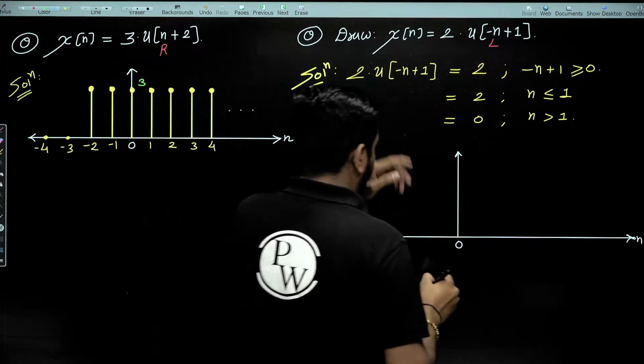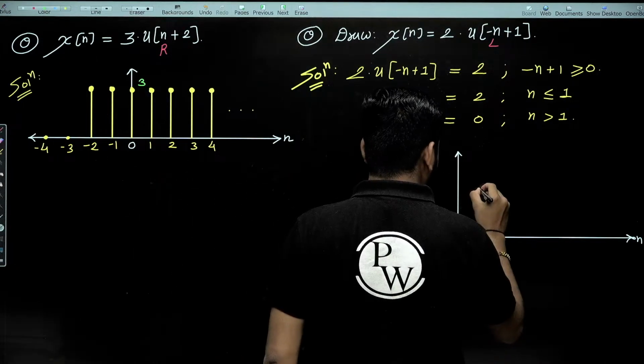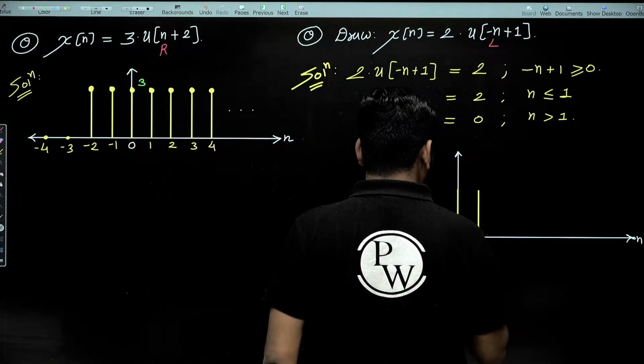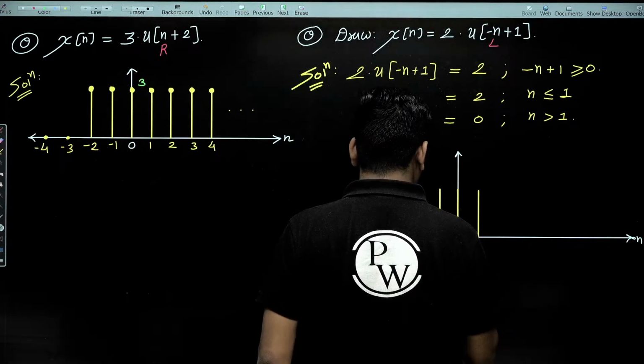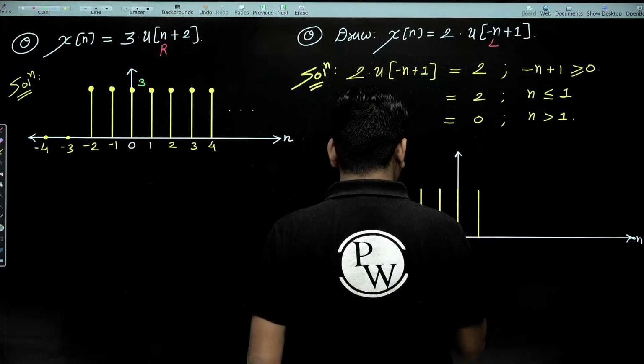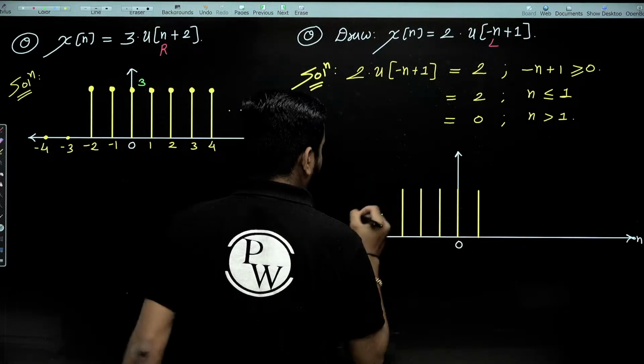So starting from n equal to 1 and going towards the left side. Left sided signal. Okay.